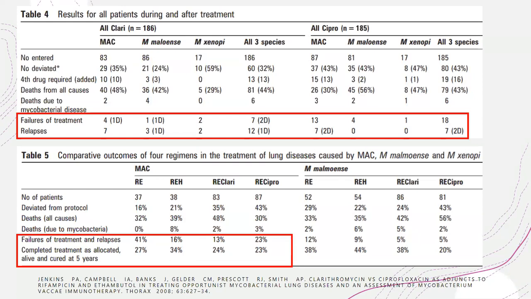The British Thoracic Society actually did a trial, which I've highlighted here on the screen, with patients with primarily cavitary MAC pulmonary disease. They randomized them to either receive clarithromycin, which is our macrolide, or ciprofloxacin, which is a fluoroquinolone. The results showed that, number one, clarithromycin had a lower failure relapse rate than the ciprofloxacin group. It was 13% versus 23%. And on top of that, it was also tolerated better.